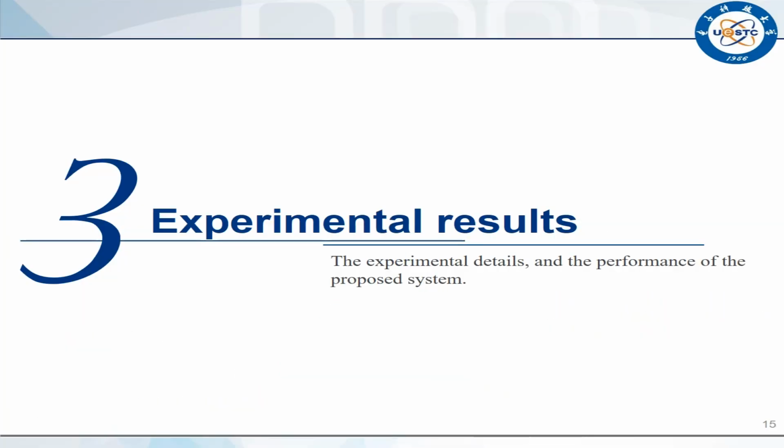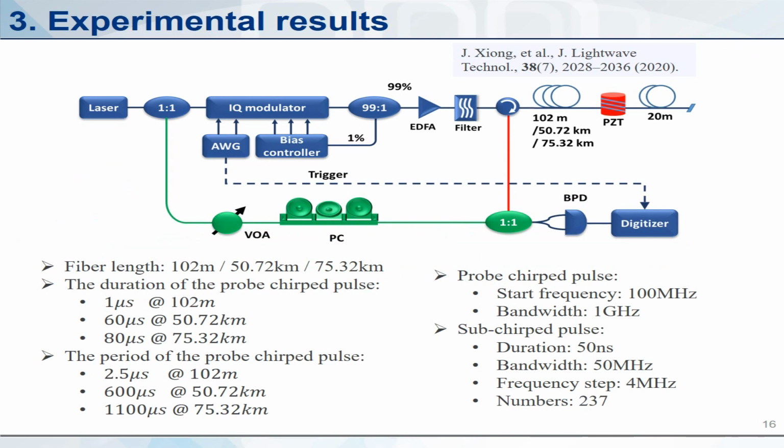In this section, I will demonstrate some experimental results. Here is the experimental setup. The chirp pulses are generated with an IQ modulator, and coherent detection is used at the receiver side. There are three fiber lengths. The first one is 102 meters, the second one is 50 kilometers, and the third one is 75 kilometers. And for all the different cases, we use different pulse durations and pulse repetition rates.